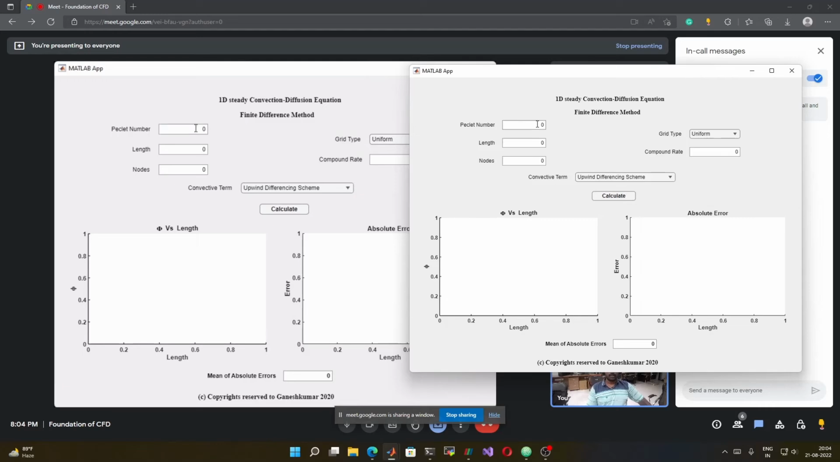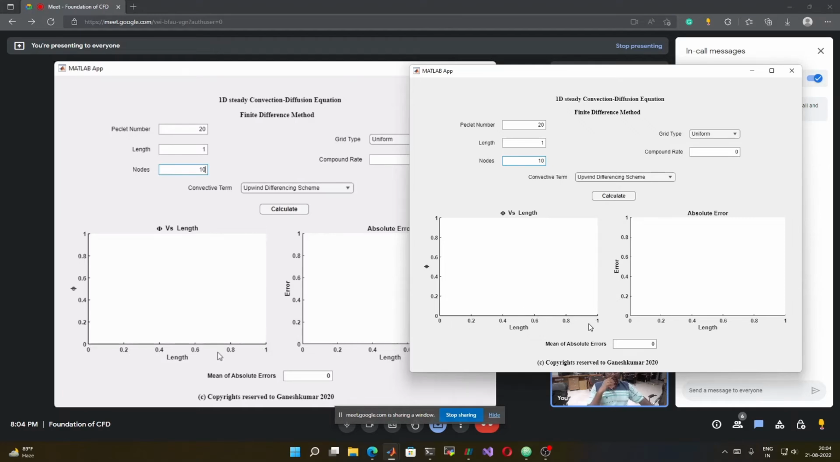What we are going to do now is play with the Peclet number. Let's say we have a Peclet number of 20. What does a Peclet number of 20 mean? The convection term is dominant, it is 20 times the diffusion, right? So let's say you have 10 nodes from 0 to 1.